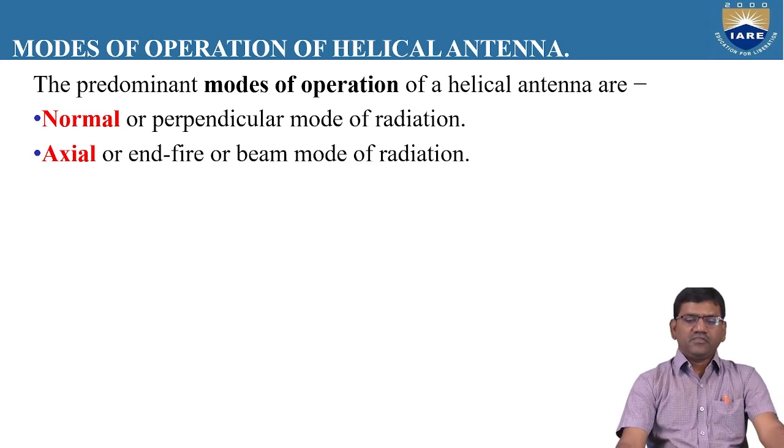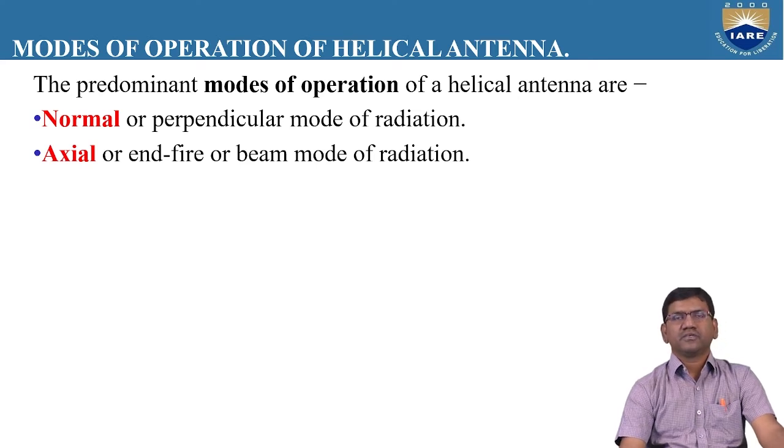There are different modes of operation for the helical antenna. One is the normal mode of radiation, the other is the axial mode of radiation. The same helical antenna can be operated in two different modes. The first one is the normal mode or perpendicular mode of radiation, and the second one is the axial, end fire or beam mode of radiation.